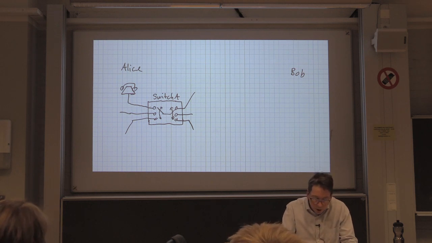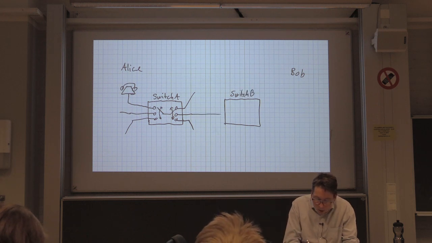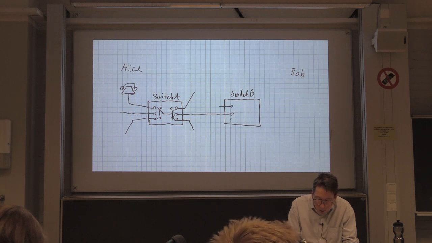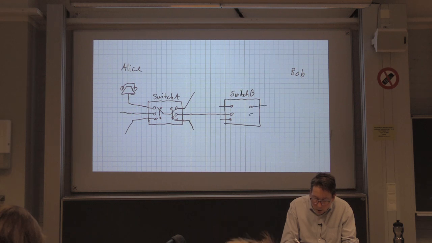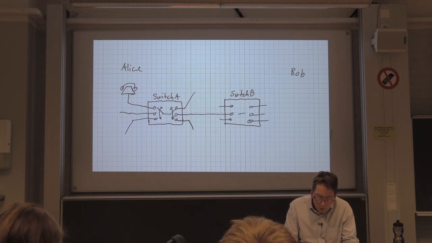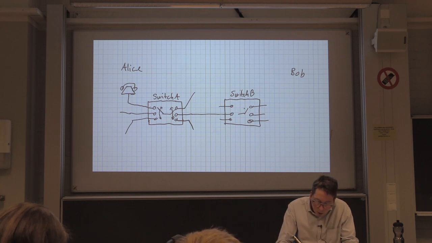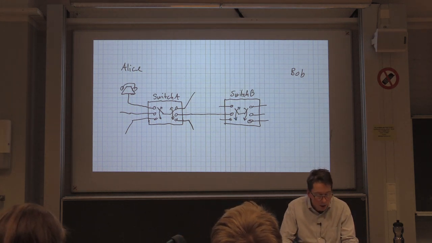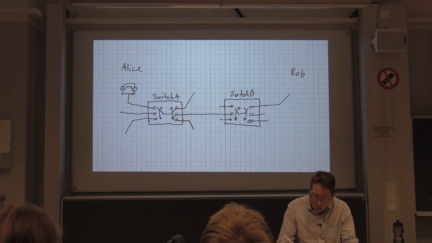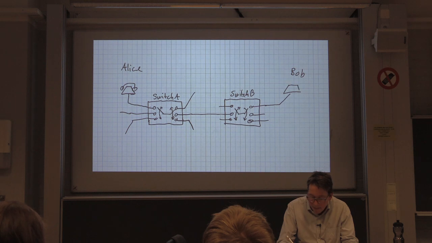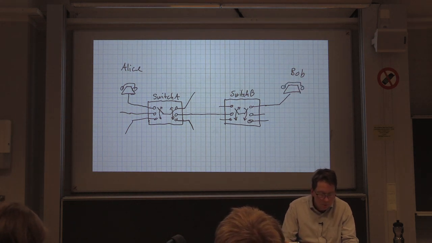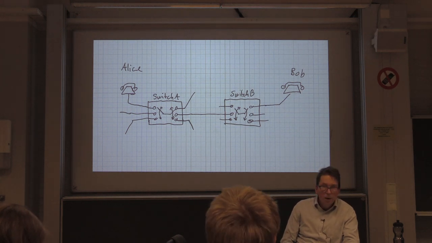Okay, so this is one switch, and then there are several switches on the way to Bob. Let's just draw in two of them. So we have here switch B, which is exactly the same, a number of incoming lines and a number of outgoing lines and some moving parts here that could, oops, that was really badly drawn, that could move back and forth here to connect different incoming and outgoing lines. And one of these outgoing lines is then connected to Bob's telephone. Like this. Okay, so now here's the topology.